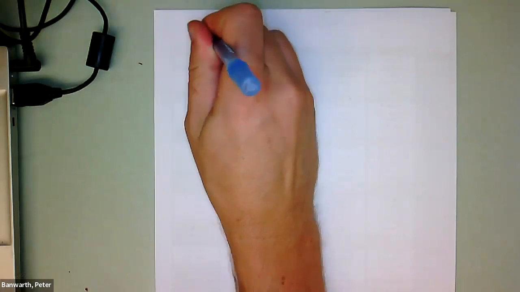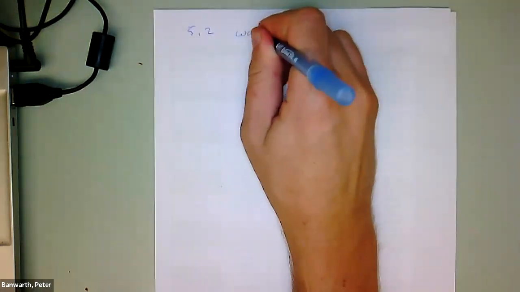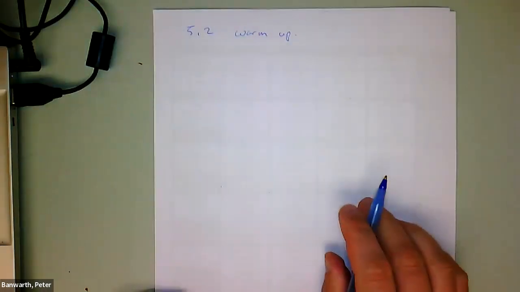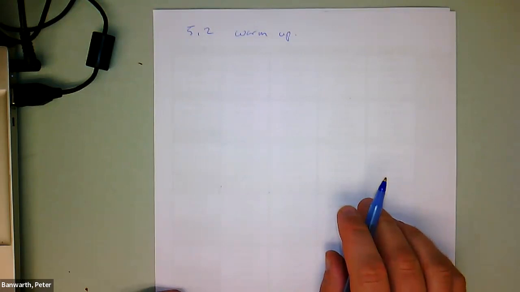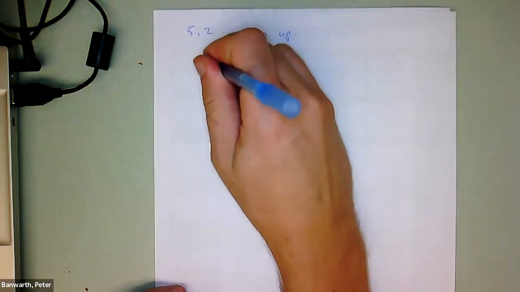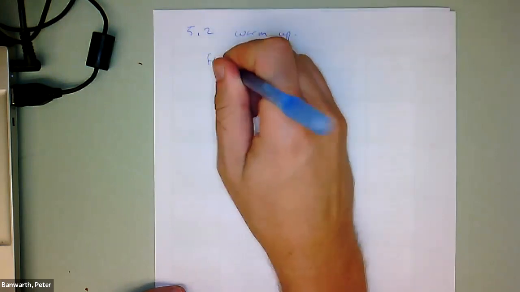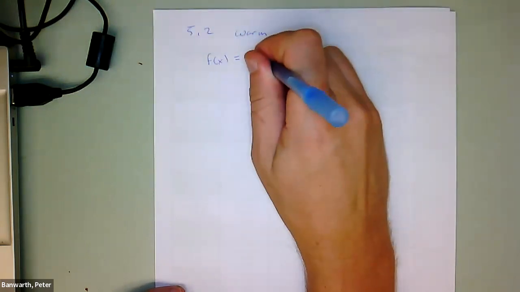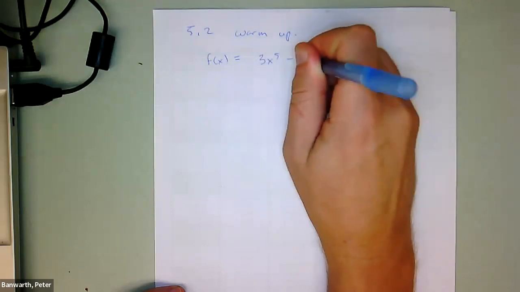All right, here's an introductory video for section 5.2. We'll start with the warm-up and just look at some different functions. We'll look at them as graphs and we'll look at them as equations and think about their end behavior. These functions are not the same as the ones in the warm-up, I'm just making them up off the top of my head.